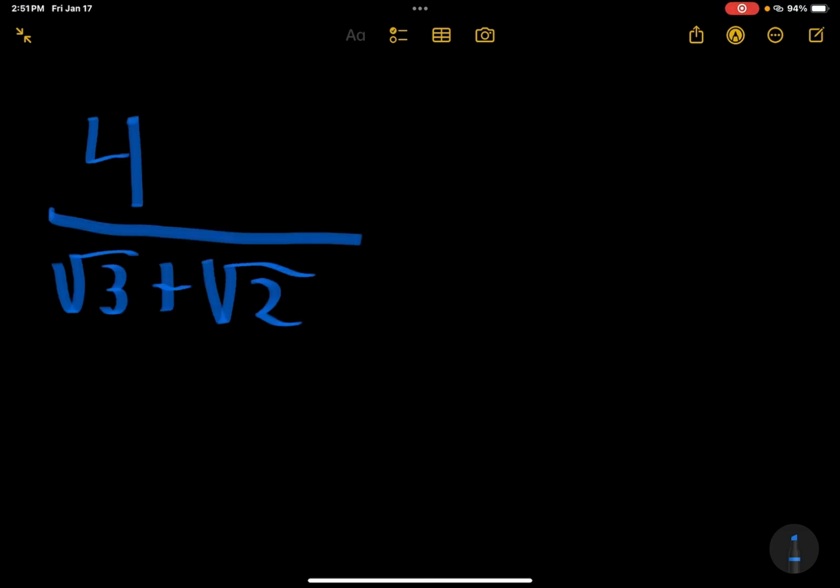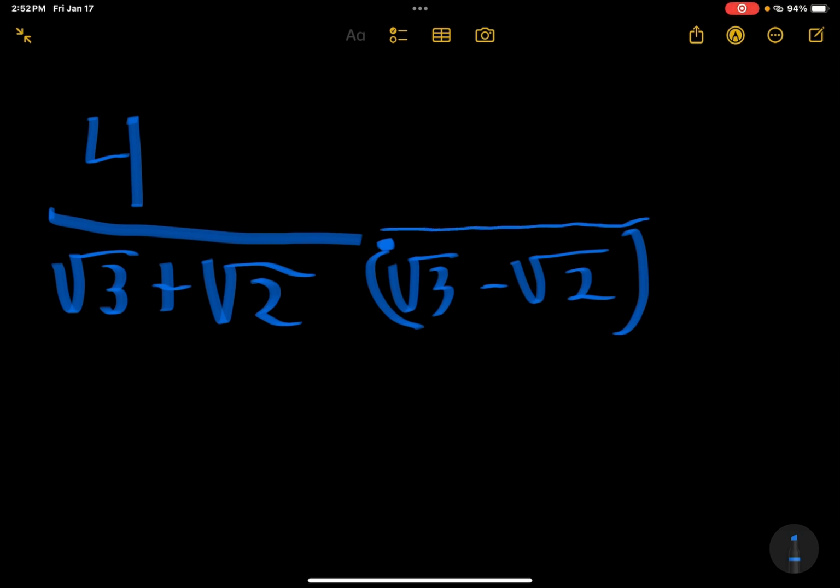Okay, this is the last one. 4 over square root 3 plus square root 2. So we do the same thing, multiply by the conjugate, so we can get rid of these square roots. So it's going to be square root 3 minus square root 2. The conjugate means the opposite. So right now it's square root 3 plus square root 2. So you go opposite of that, square root 3 minus square root 2. Parentheses. Put my fraction bar. Same thing up here. Square root 3 minus square root 2.